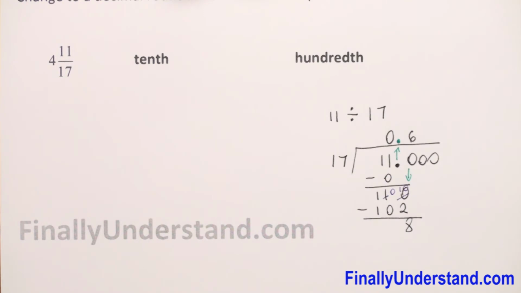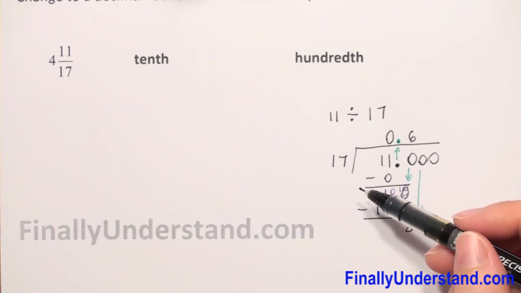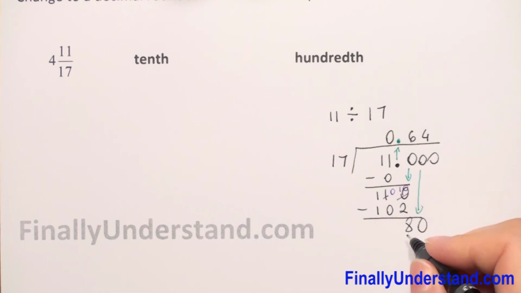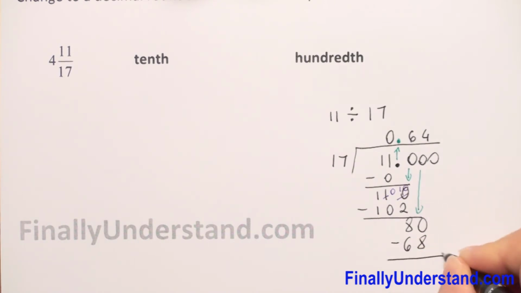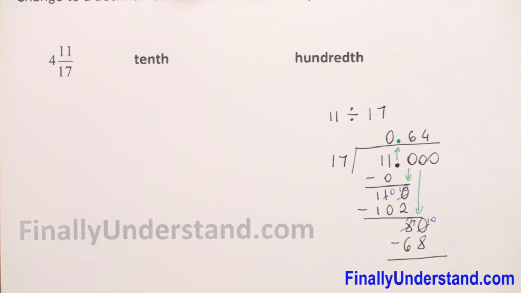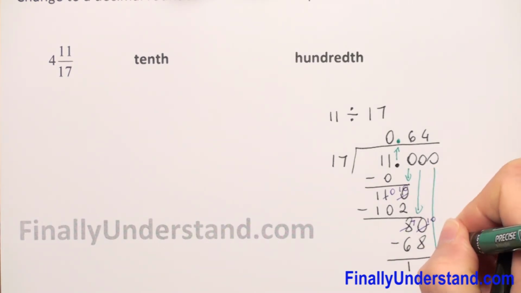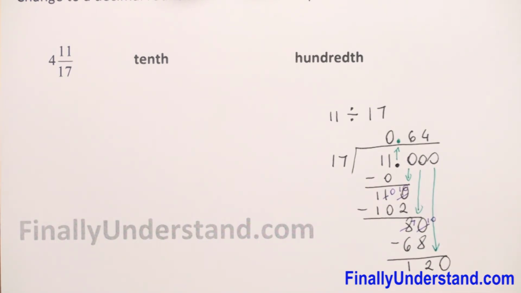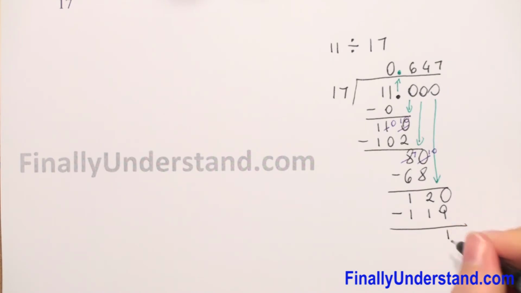So next we have to take down the next digit. So we have 80 divided by 17. 4. 4 times 17 is 68, subtraction. 80 minus 68, so we will borrow 1 from 8, so it will be 7 and 10 at the end. 10 minus 8 is 2, 7 minus 6 is 1. What next? We will take down the next 0. So we have 120 divided by 17. So it will be 7. 7 times 17 is 119. Subtraction. So it will be 1.